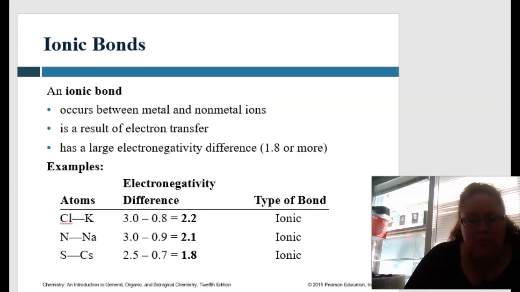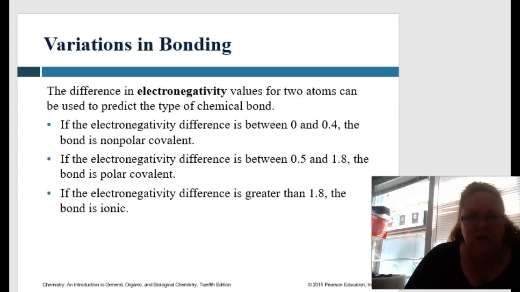An ionic bond occurs between metal and nonmetal ions, and it is the result of an electron transfer. So they're not sharing, they're giving. And it has a large electronegativity difference of 1.8 or more. Remember, the first ones had a very small electronegativity difference, then we had moderate, and now this one is going to be a very large electronegativity difference. So you can see when we subtract them, we're in the 2s, it's big. So that's one way that we can tell what type of bonds are going to be in there.